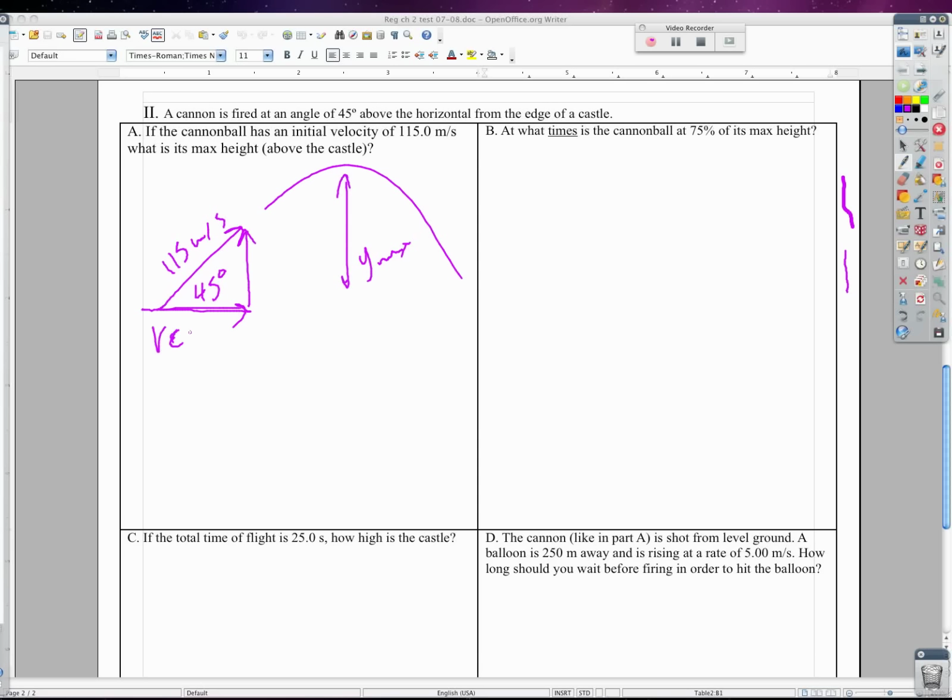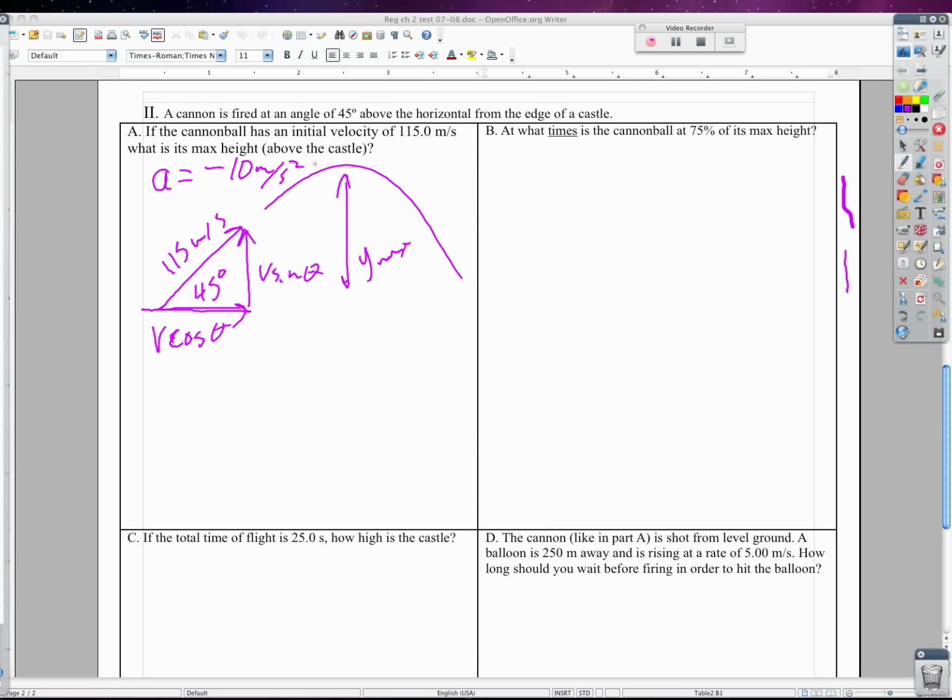Acceleration is negative 10 meters per second squared, right? Any other hidden information? There is a key piece of hidden information here. Right there: v at the top is 0.